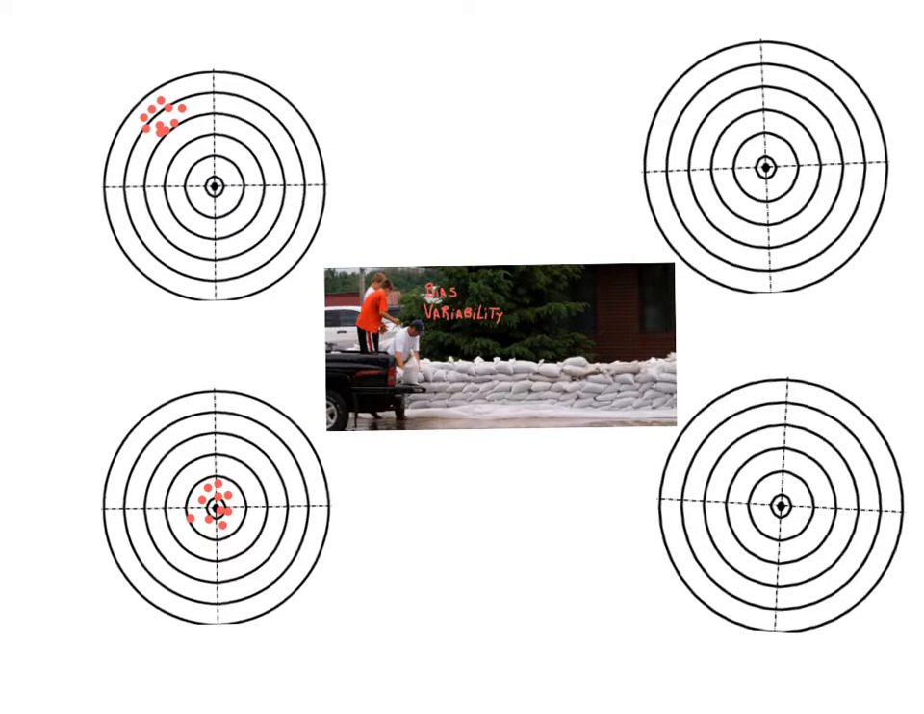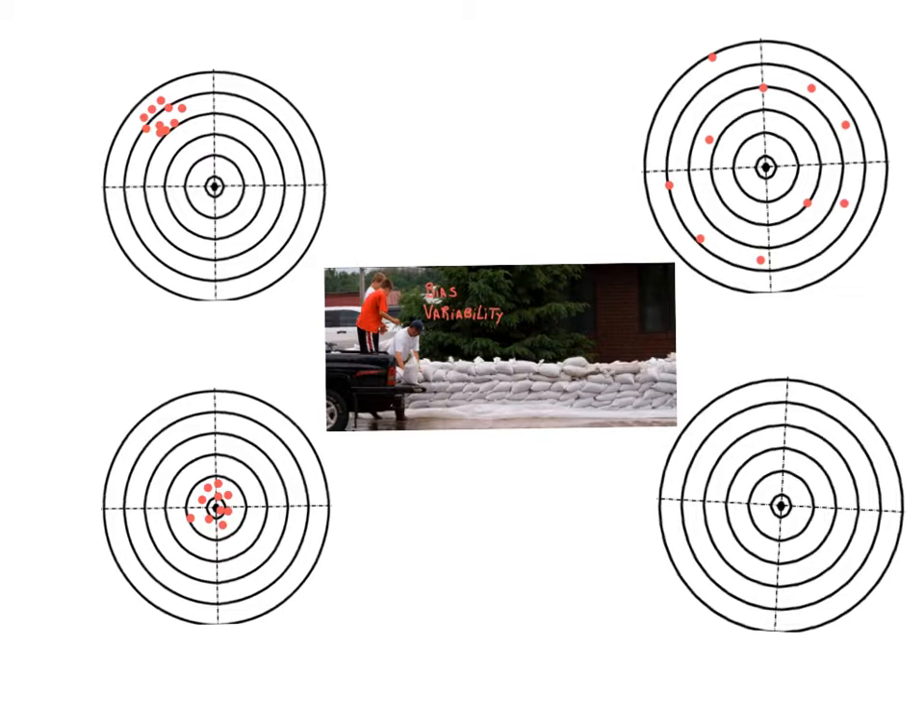Okay, let's look at another one. How about this? Now, they're all over the place, but if you think about where they are centered, it looks like they're centered right around here. So, high variability, right, because they're all over the place. High variability but low bias because they're still going to end up in that center if you took the average.